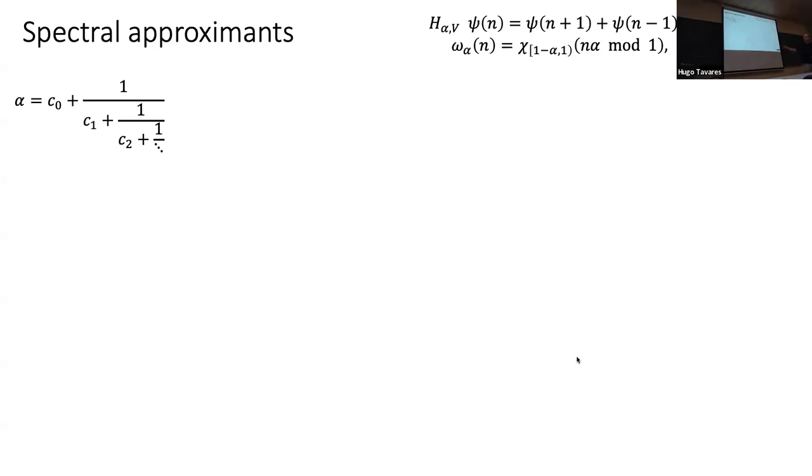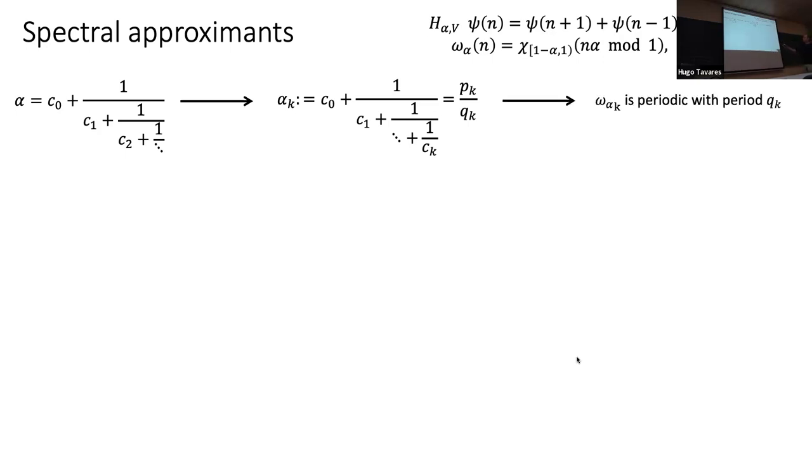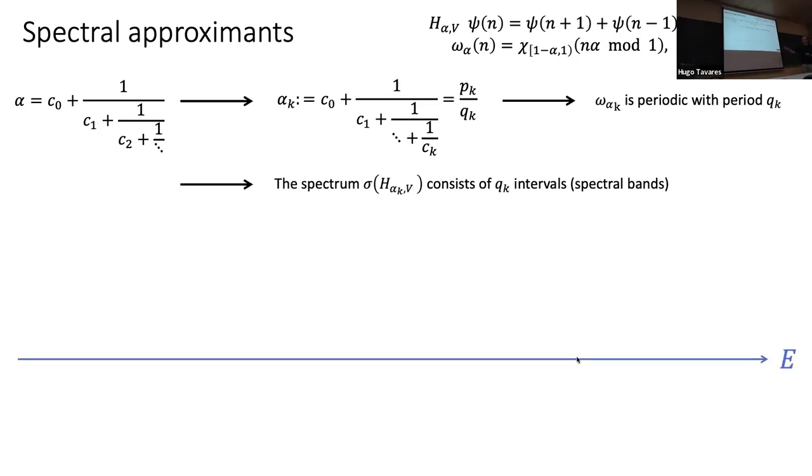Any number alpha we can write as a continued fraction expansion, like that. If alpha is irrational, it will be infinite, but we can cut it after k steps, and then we get a rational value of alpha, which we call alpha_k. So alpha_k is the cut after k steps. Now, if you put this alpha_k inside the sequence, so that we jump with a rational angle, then this sequence is periodic, and the period is actually the denominator of the rational angle. If we take a periodic potential, you can do Bloch analysis, and you get that the spectrum of the periodic one is absolutely continuous. Particularly in our case it consists of q_k intervals, where q_k is the period. These are often called spectral bands.